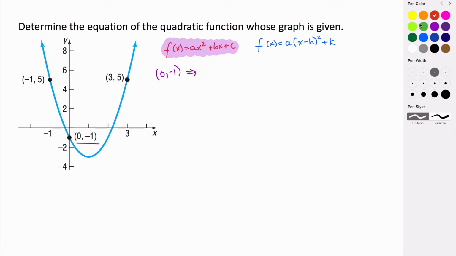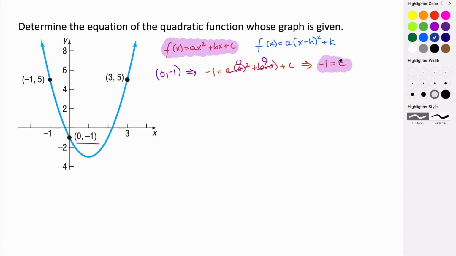So we have -1 equals a times 0 squared plus b times 0 plus c. From this, a times 0 squared is just 0. B times 0 is just 0. So from this, we get -1 is equal to c. So we found our first value. We know that c is -1.